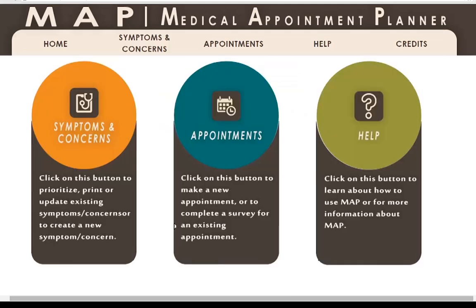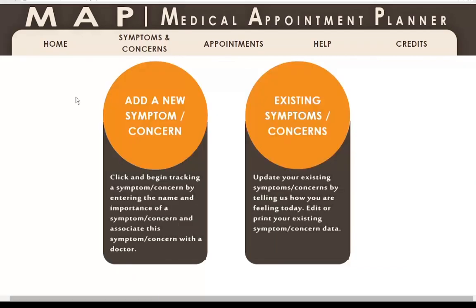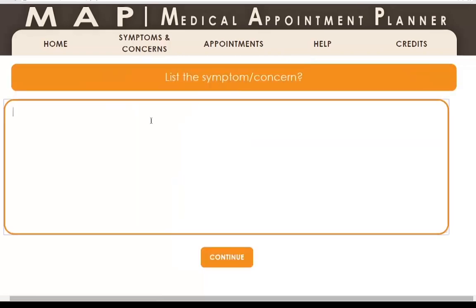This is the screen that you'll see after you log in. The first thing we'd like you to do is click on the Symptom and Concern button. This is the page where you add your symptoms and concerns or work on any symptoms you've previously entered. To begin adding a new symptom, click on the button. Here is where you list your symptoms and concerns. For example, you might be feeling very tired today. After you've entered your symptom, please click Continue.